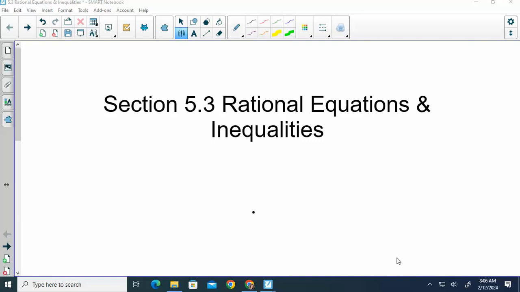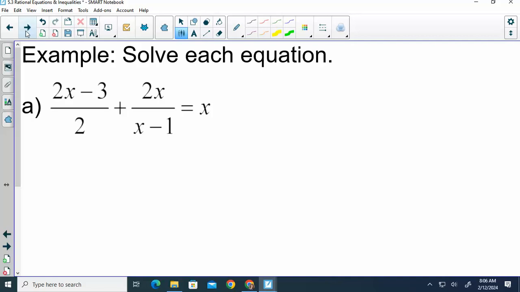Rational means you have a fraction, so we're looking at equations involving fractions today. So we're just going to jump right in. If I ask you to solve this equation, where would you begin? Great question. That is a great question. I don't even know.